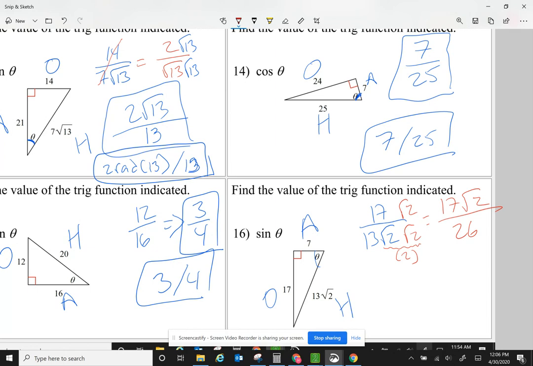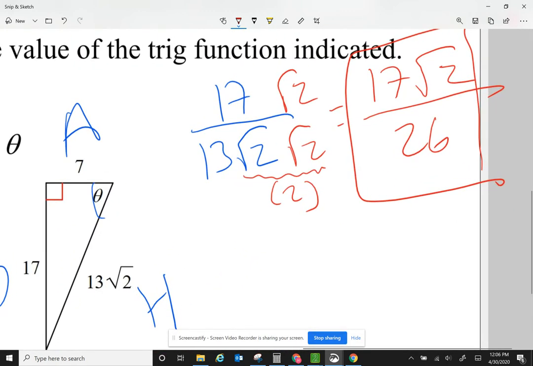Look at your whole number. 17 over 26, nothing we can do. So that's simplified. 17 radical 2 over 26. How do I type this? 17 radical 2 over 26.